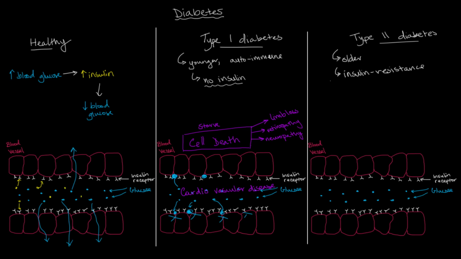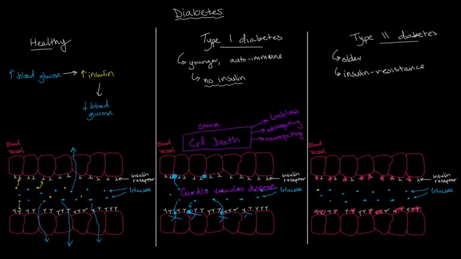And what this means is that your pancreas is still producing lots of insulin, but your body isn't responding to that insulin. And so you can think of this as your blood vessels having less receptors present. So they don't have as many receptors present. And so even if you produce lots of insulin, your cells aren't responding to that insulin as much because there's just less receptors available.